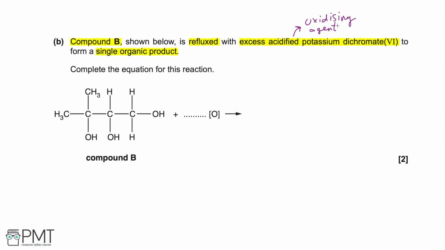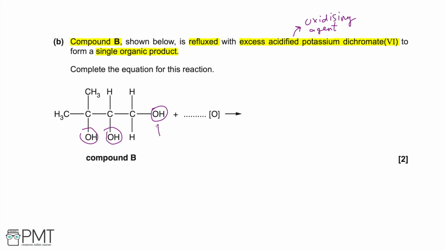It takes things like alcohols and turns them into ketones or aldehydes or carboxylic acids. So we need to look at compound B and figure out what functional groups we have. So we've got 3 alcohols present in this molecule, and I'm just going to circle those. And we need to think about what these are going to be oxidized into.